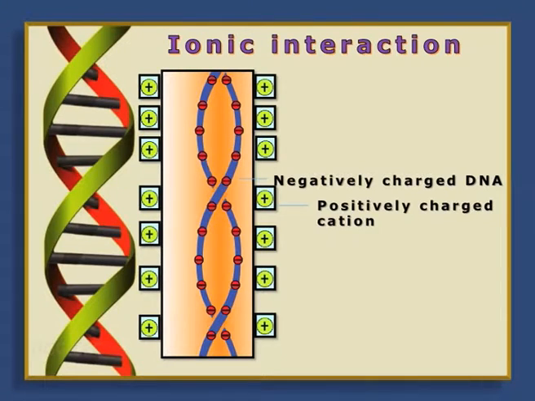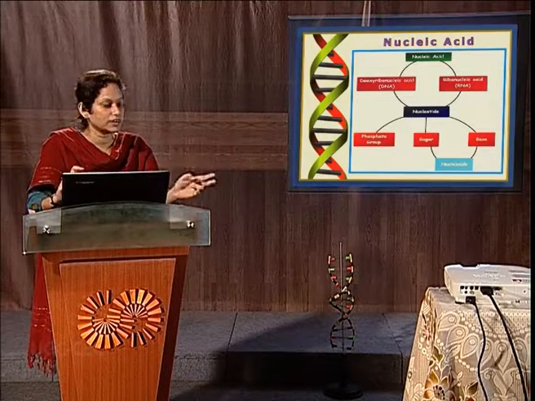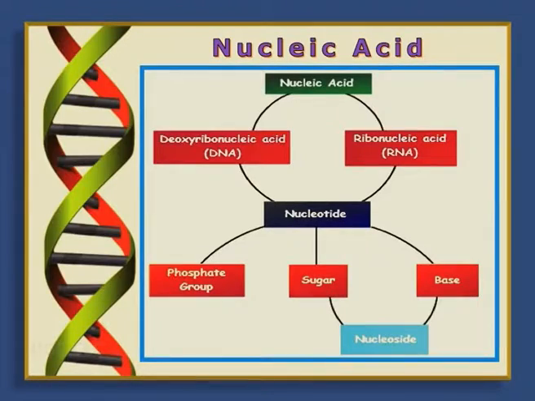Now, the third important point is the ionic interaction. As in this slide, we can see that there is a phosphodiester backbone. The phosphodiester backbone is negative in nature due to the presence of the phosphate group, and as a result, it attracts the cations present in the solution so that there is an ionic interaction between them. And lastly, in a nutshell, nucleic acids are of two types. Both of them are made from nucleotides, which in turn are made from three subunits.